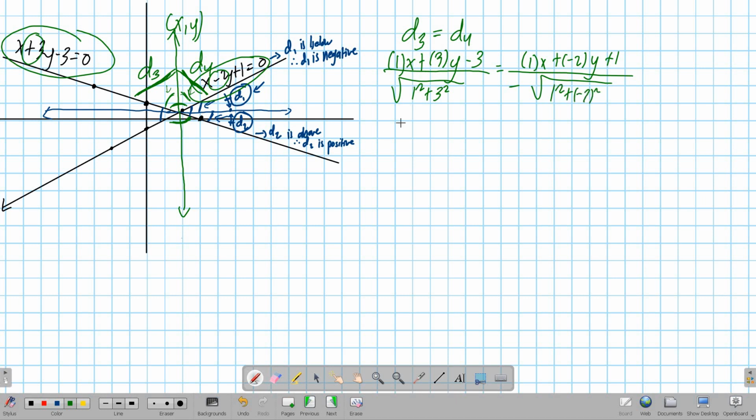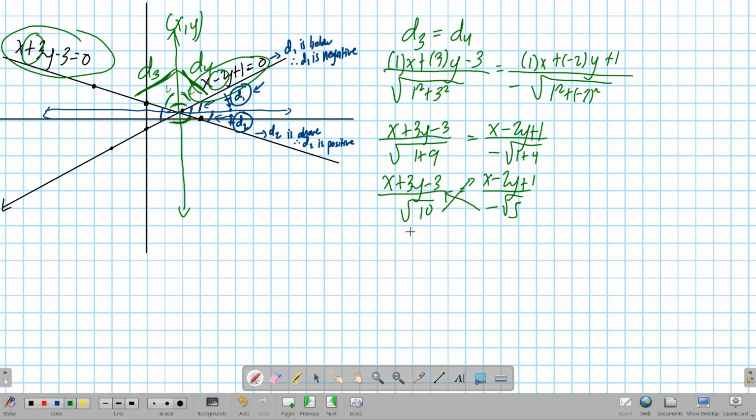So simplifying the numerators, we're going to have x plus 3y minus 3 all over the denominator. That's ang numerator lang pala yun kanina. So that's square root of 1 plus 9, which will be equal to x minus 2y plus 1 all over negative square root of 1 plus 4. Therefore, we're going to have x plus 3y minus 3 all over square root of 10 is equal to x minus 2y plus 1 all over negative square root of 5. Tandaan yung negative ay hindi na-cancel.